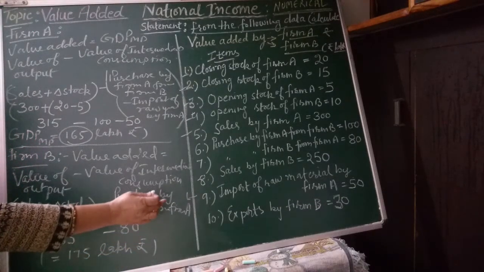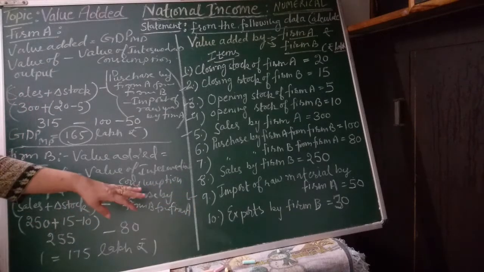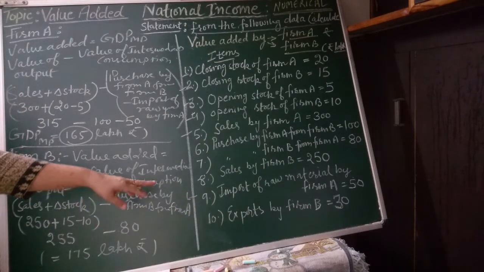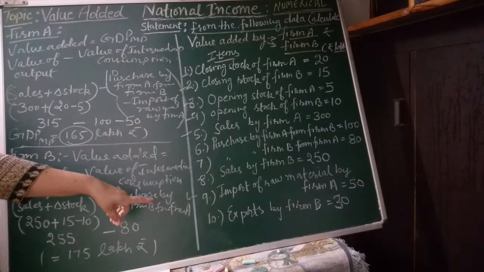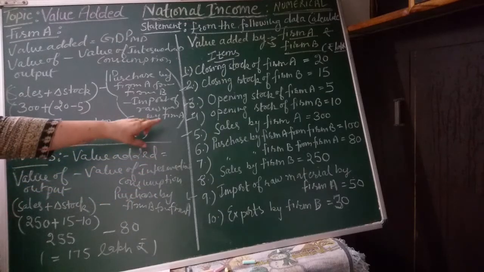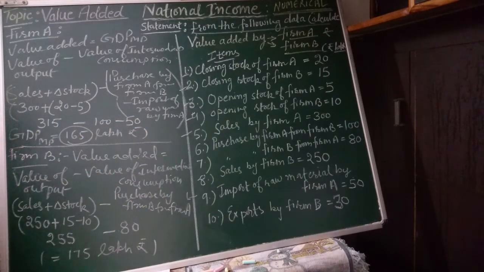We have taken one thing that must be kept in mind. We have taken import, rather we are not taking exports by firm B. Import is a part of intermediate consumption, rather export will be a part of sales. If a single sale is given, sales by firm B, then further exports or firm B sales to XYZ would not be considered as sales of firm B.